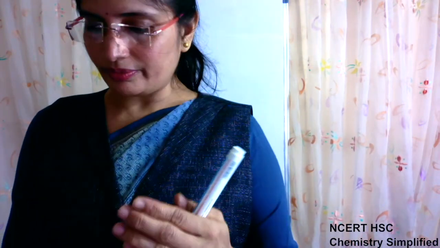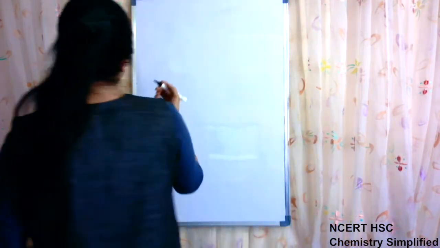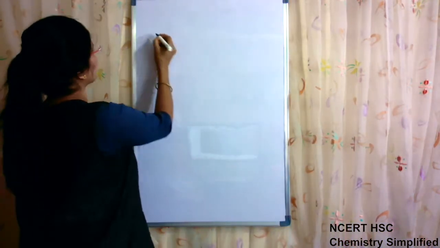Question number 4th of your back exercise. Calculate the amount of carbon dioxide that could be produced when, question number 1, 1 mole of carbon is burnt in air. So we have to calculate the amount of CO2 produced when carbon is burnt. So first we will write the reaction required for that.